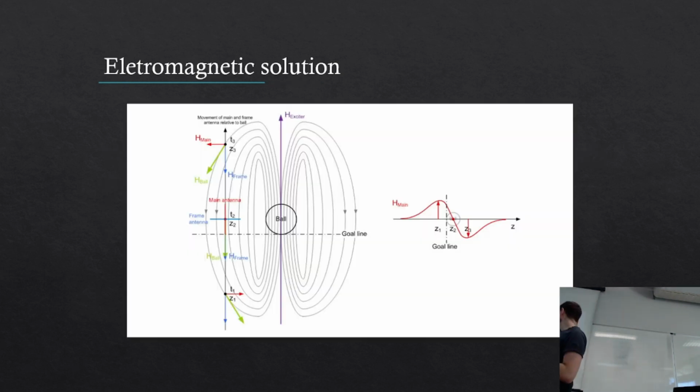Basically, the electromagnetic solution has two electronic components: one external, and one in the ball, inside or close to the post. The ball receives and transmits the signal, and the external circuit receives the signal. Basically, the ball has an electromagnetic field, and the external receptor has an electromagnetic field too.